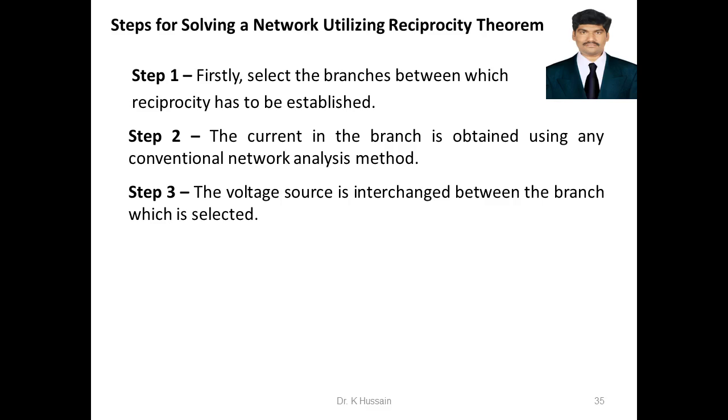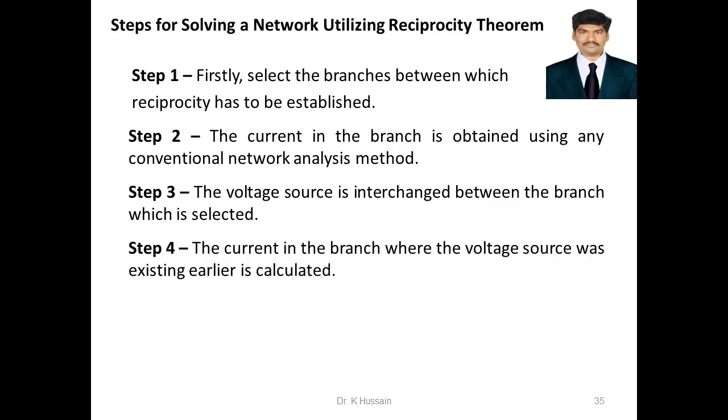Again you have to select. After selecting that, again find the current in the branch where the voltage source was earlier existing. The first one we already found. Again after replacing, that is, shifting from one to the other, at that time in place of the voltage source we keep a short circuit. So at that time we are finding the current in that branch. That is the only meaning of that.